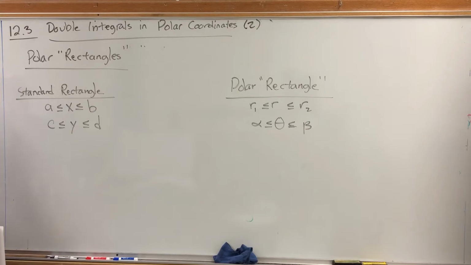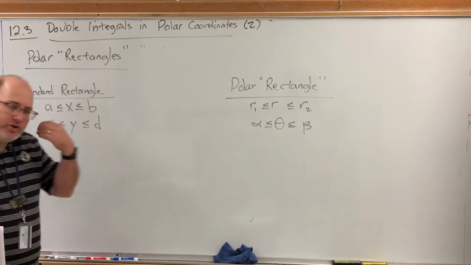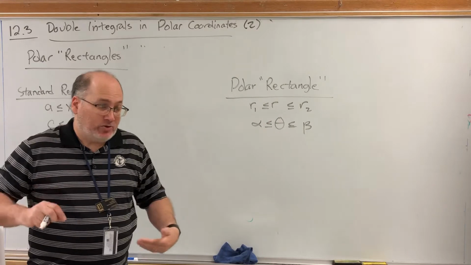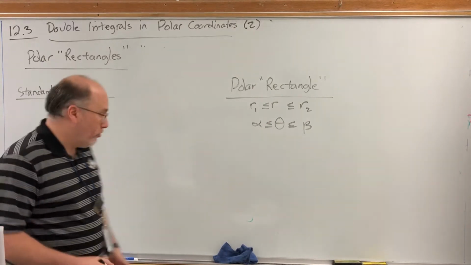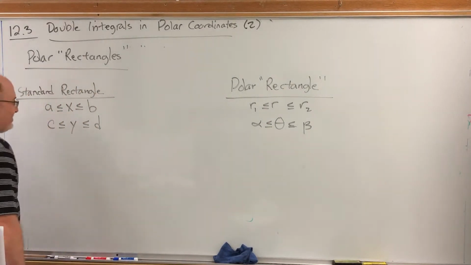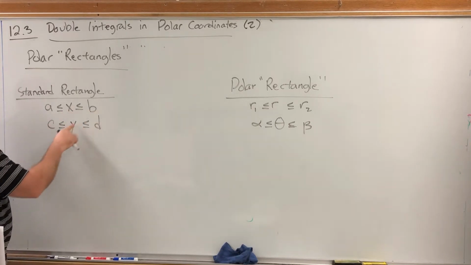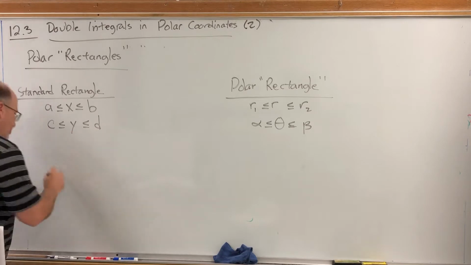When you're in rectangular coordinates and you have a standard rectangle that you integrate over, because remember, a double integral is integrated over a region, and rectangles are the easiest region over which to integrate. You can define a rectangle by simply saying, let the x be between two values a and b, and let the y be between two values c and d.